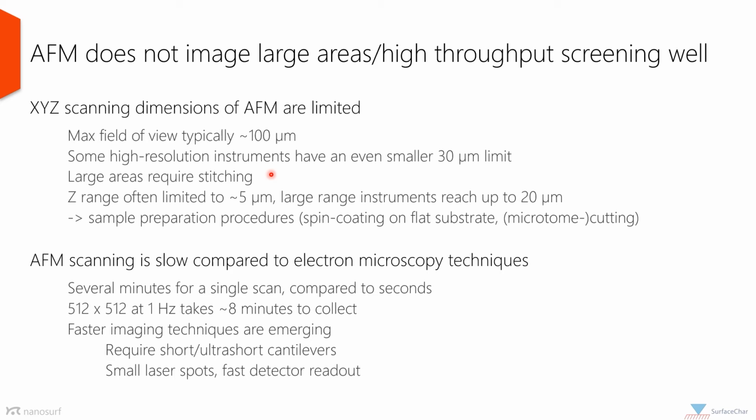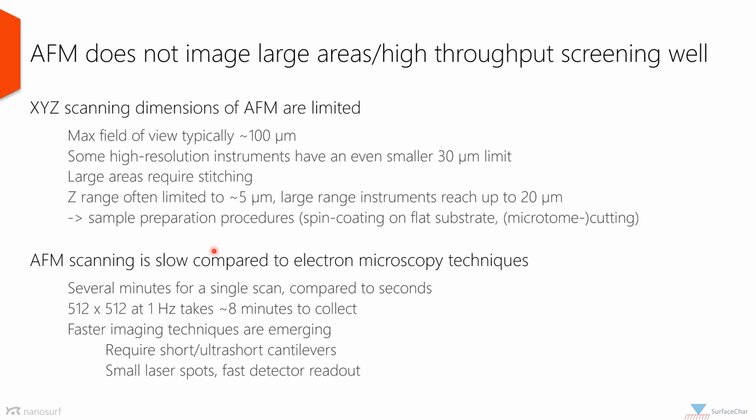Another limitation with the scanner is that the height of a scan that we can do is limited, typically something like 5 micrometers. Large range instruments can go up to 20 micrometers. And this requires that the samples are rather flat. So during the sample procedure within the field of view, one has to take care that one does not exceed these height limits. That means spin coating on flat substrates or microtome cutting are, for example, sample preparation techniques.